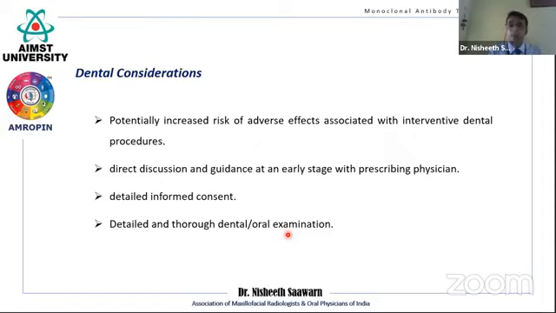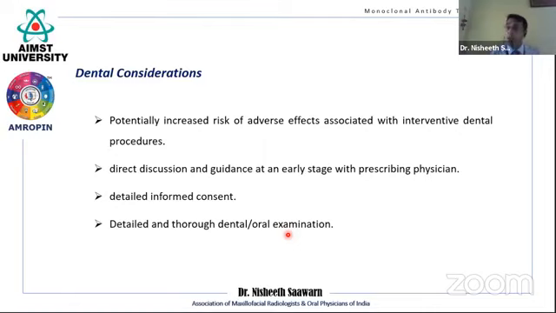So first of all, we have to be aware of the increased risk of adverse effects. Then if you encounter a patient, the first and foremost thing is to directly consult the doctor who has prescribed the monoclonal antibodies. If the patient is under biological therapy, you have to consult that doctor. If he is not available, you can consult some other person who has more experience and expertise in this. Then you have to inform the patient regarding the adverse effects, that the use is off label and whatever complications may occur, and you have to obtain a detailed informed consent from the patient.